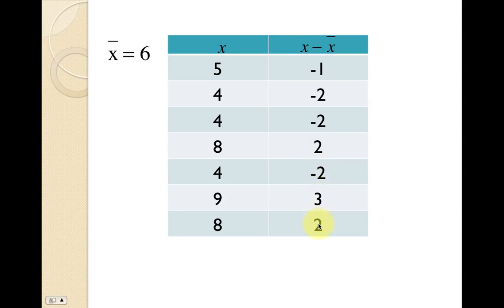Now when we put a sigma in front of that symbol, sigma means add all of those up. Add all of these values up. And if you add them all up, and you can do this on your calculator, you can do it in your head. Negative 1 minus 2 is negative 3, minus 2 is negative 5, plus 2 is negative 3, minus 2 is negative 5, plus 3 is negative 2, plus 2 is 0. So the sum of all x minus x bar equals 0.